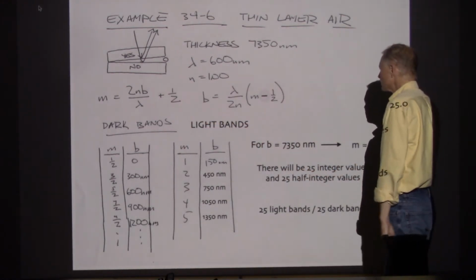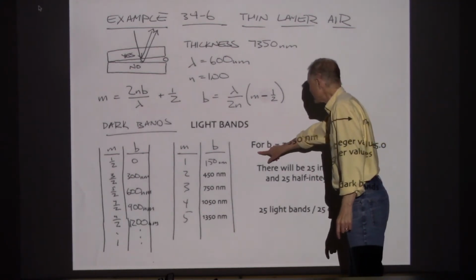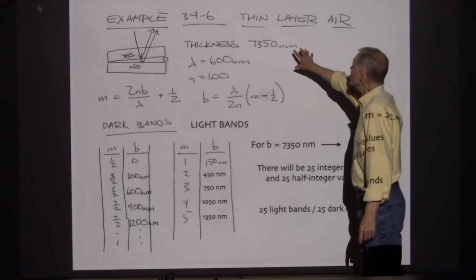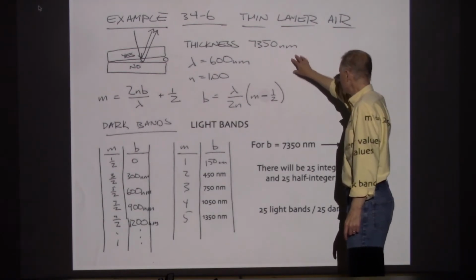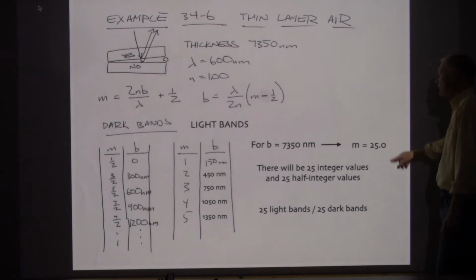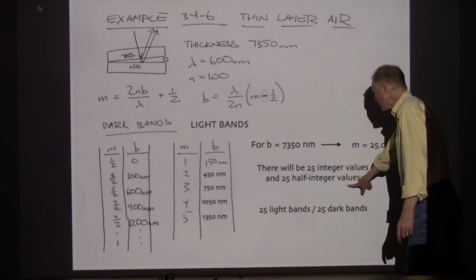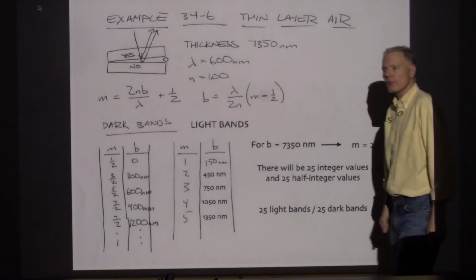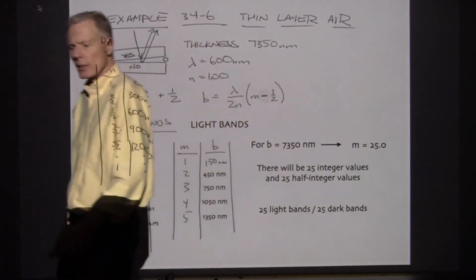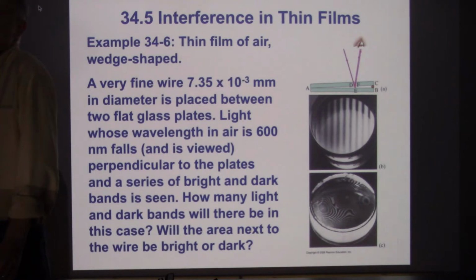And okay, this is not right, so we've got to go back and check the numbers they gave us. If B is truly 7,350 nanometers, then M should reach 25. There should be 25 integer values that we cross, 25 half integers. There should be 25 light bands and dark bands, if those are the correct numbers. Do you guys see 25? I only count 10.